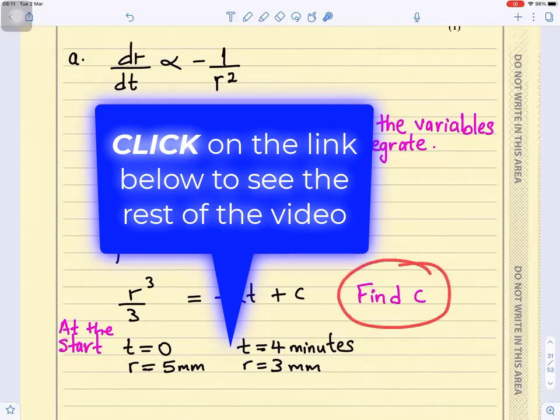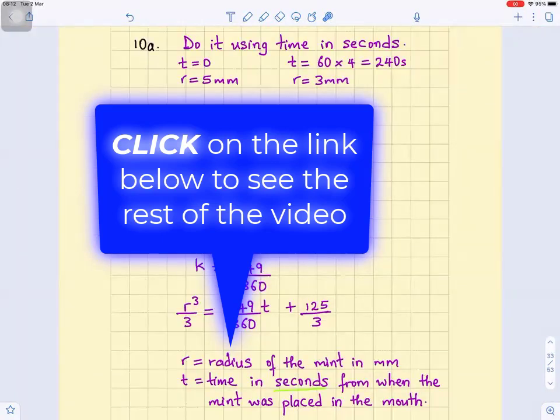And we need to find c. C is a constant of integration. We know at the start t equals 0, r equals 5 millimeters. And when t equals 4 minutes, r equals 3 millimeters. So we're going to do it using the time in seconds. At t equals 0, r equals 5 millimeters. So we got r cubed over 3 equals minus kt plus 125 over 3. So 3 cubed over 3 equals minus k times 240 plus 125 over 3.